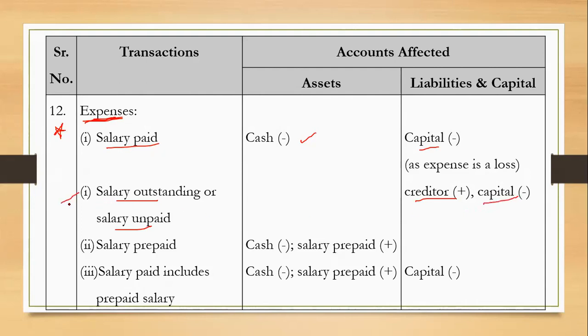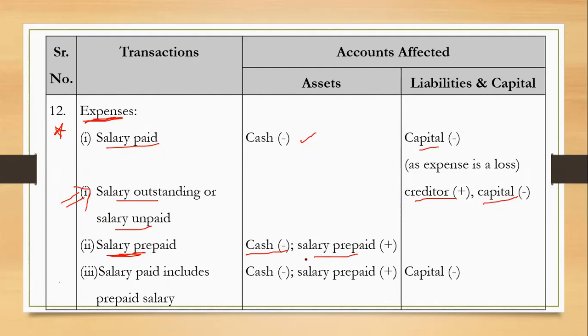ये important है. यहाँ बच्चों को problem होता है. Please ध्यान रखना. Salary prepaid is another one. If we have paid in advance, my cash balance reduces. There's no doubt about that because I have paid in advance, so cash flow goes out. But because it is paid in advance, it's an asset. So my salary prepaid as an asset increases.